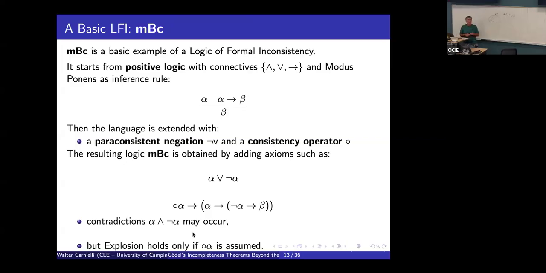Okay, now let's go to the first basic logic where I'm going to construct the Gödel theorem. So this is MBC, which is a basic logic. It is just a logic which contains all positive logic, with the connectives conjunction, disjunction, implication, and modus ponens as the inference rule. And the language is then extended with this consistency operator. Besides that, I add the excluded middle. I could take it off, but I don't have any need to discharge the excluded middle at this point, because it is not going to interfere, right? It's non-constructive, if you like, in a completely different way, not in the way I'm talking about.